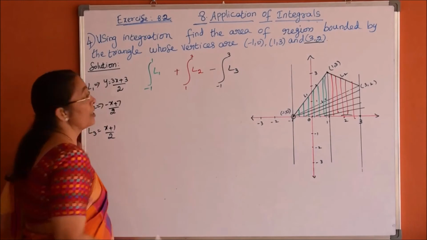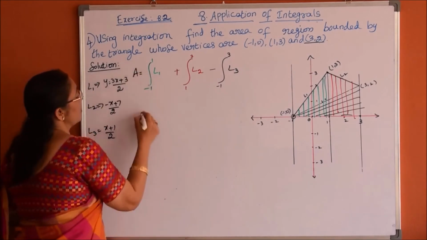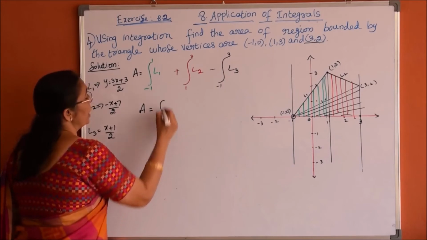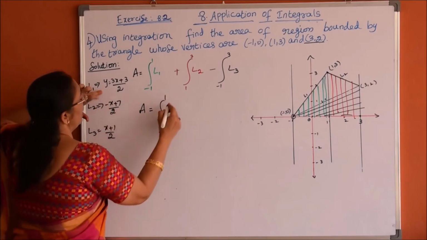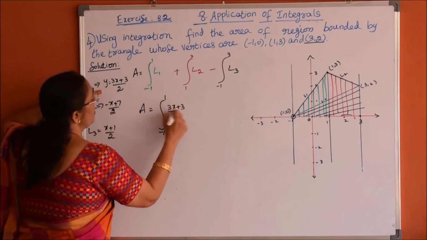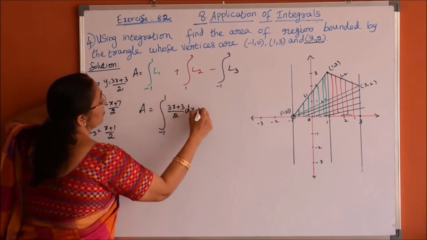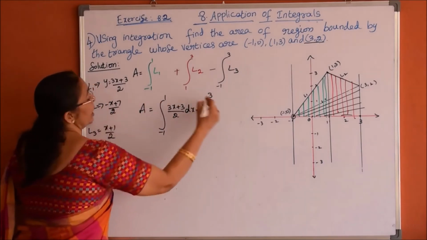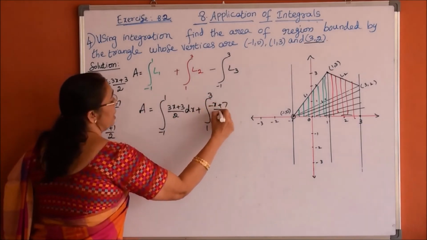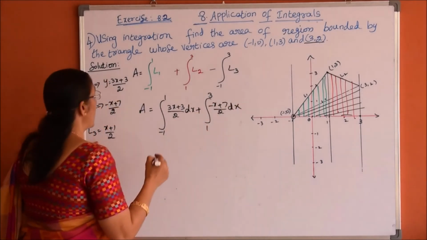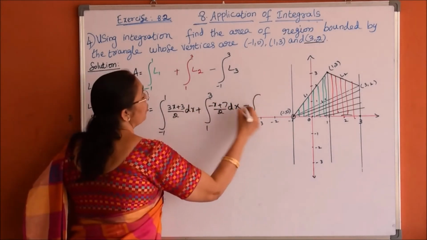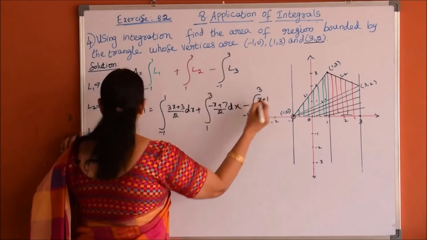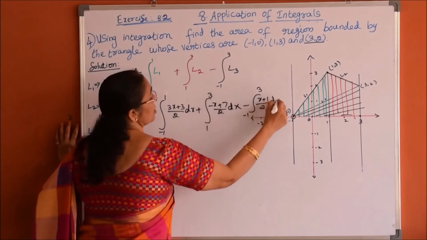Already we have written here, our required area is the integration from -1 to 1 of L1, L1 is (3x + 3)/2 dx, plus integration from 1 to 3 of L2, L2 is (-x + 7)/2 dx, minus integration from -1 to 3 of L3, (x + 1)/2 dx.